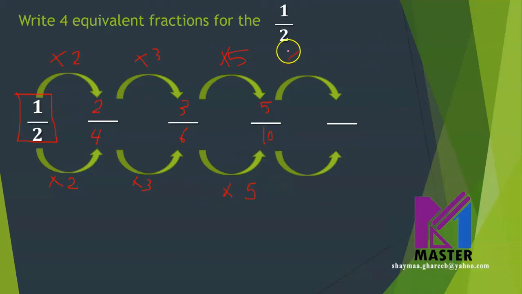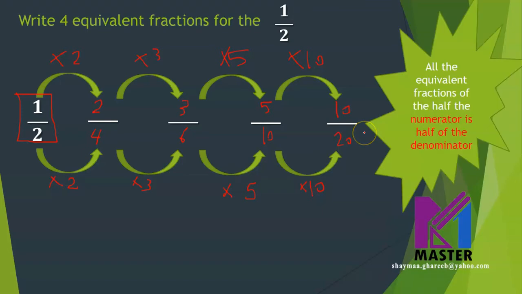Let's try one more number. I will multiply by 10. This time, 1 times 10 is 10. 2 times 10 is 20. So all these fractions are equivalent fractions for the half, and all of them are equal to each other.